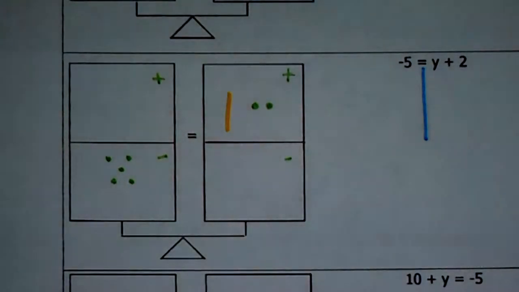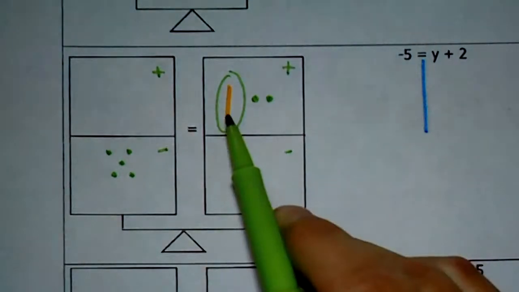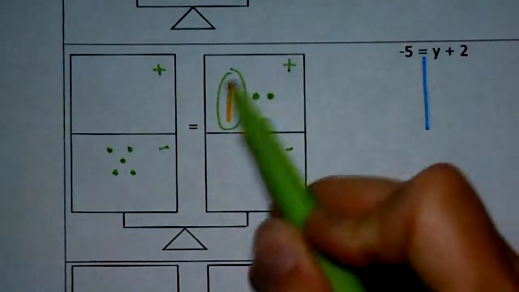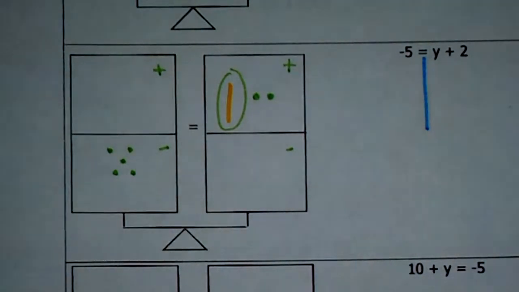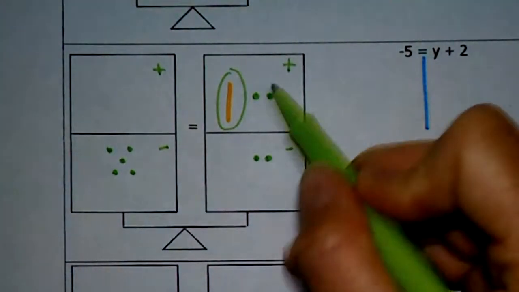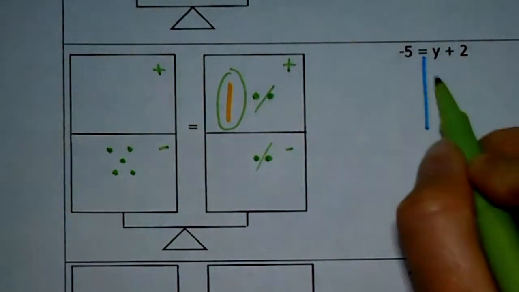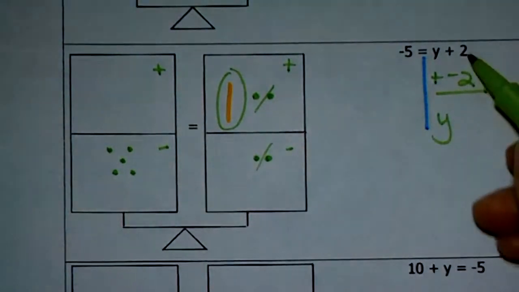Okay, your job is to isolate the variable, right? That means I want this y by itself. It's okay that it's on the right side. It doesn't have to be on the left. Okay, it's okay where it's at. If I want it by itself on this side, I need to get rid of those 2 positive blocks, don't I? How do you get rid of 2 positive blocks? Well, if you combine 2 positive blocks with 2 negative blocks, that'll cancel them out, right? So by adding 2 negative blocks to this side, you were able to get y by itself, right?